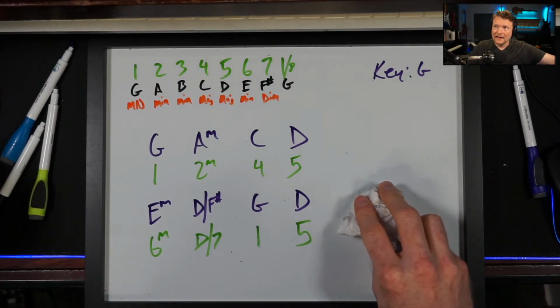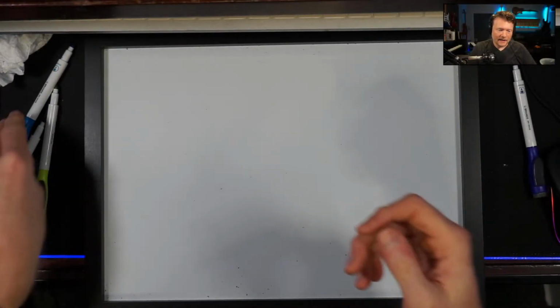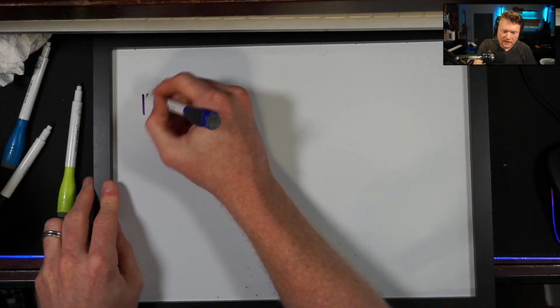I don't think it's hard to learn the number system. But as far as applying it and being able to think in the number system, you do need to practice it. It just has to be something you practice a lot. A great way to practice it is to write out the 1, 3, 5 in the key. So again, let's say you're in the key of G.